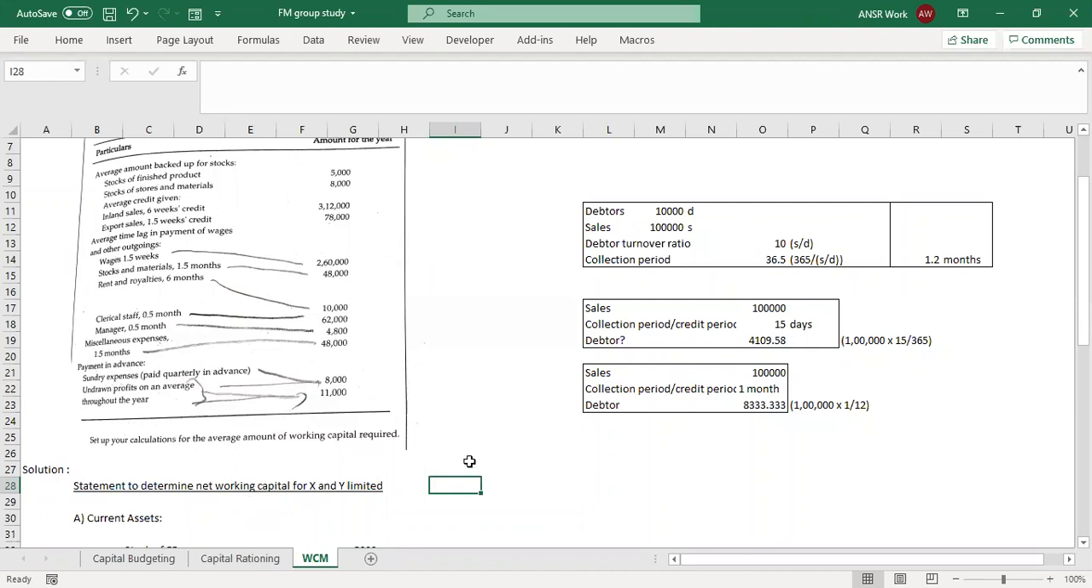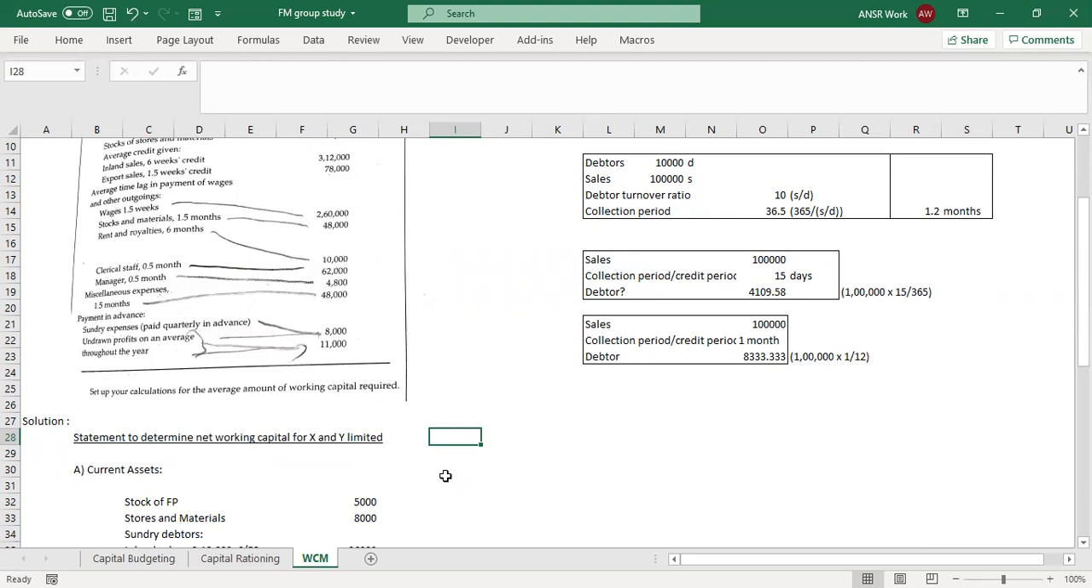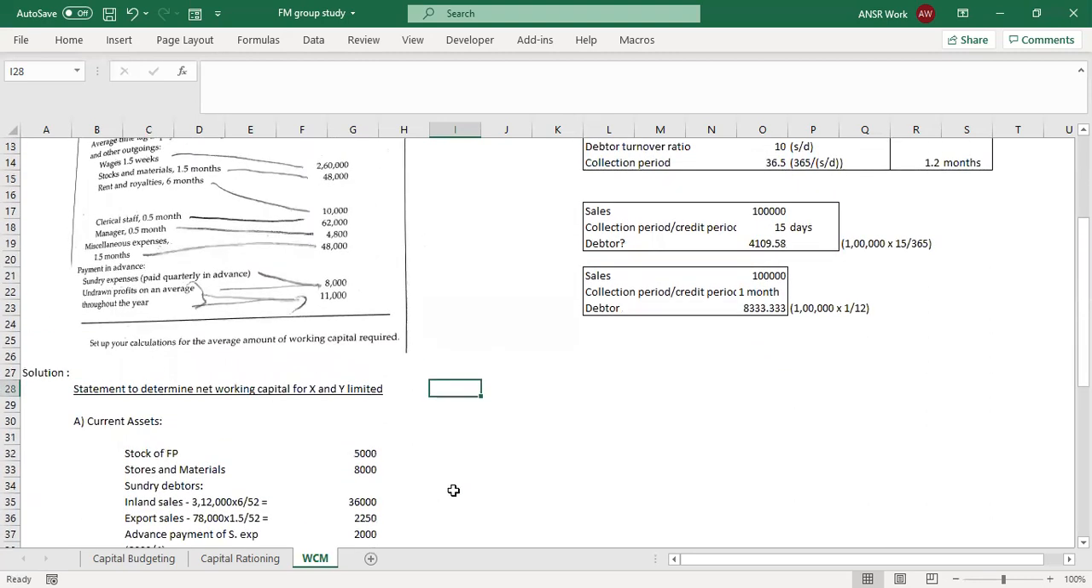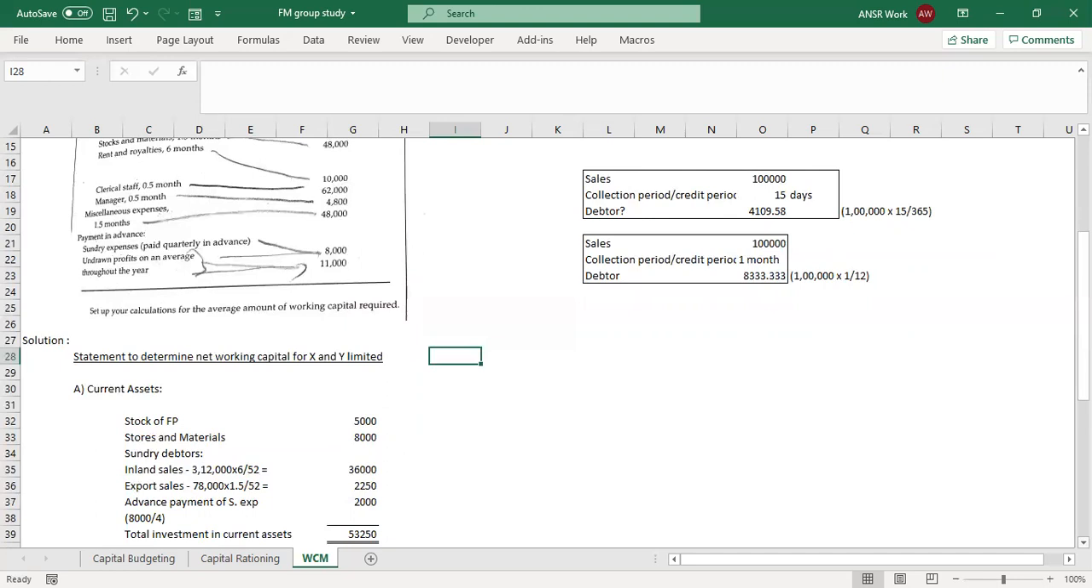Now that we have calculated all the current assets and current liabilities, can somebody tell what is the total of the current assets? So here we have stock of finished goods as 5,000, materials as 8,000, and sundry debtors, both the components we calculated, land sales as 36,000, export sales as 2,250. Then we had advance payment as a current asset that came to 2,000. The total comes to 53,250. Am I right? It's just a total, no? 53,250.